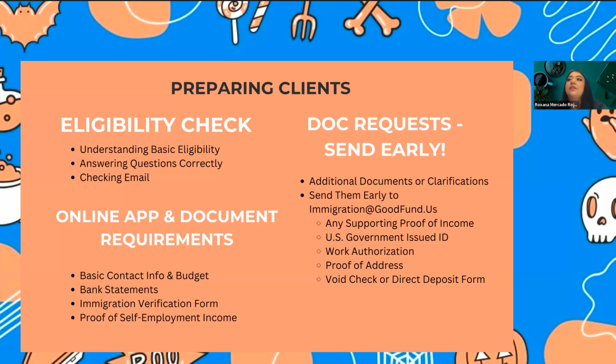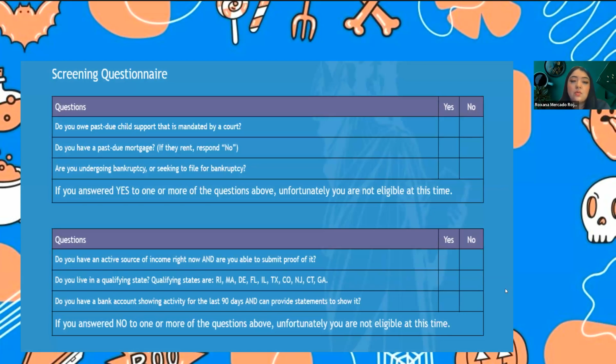Now, the first step, as you can see here, is our eligibility check. I'm just going to show you a quick snapshot of some of the questions we will ask for eligibility. We have some questions at the top. If they answer yes to one or more of those, then they will not be eligible. And for the questions at the bottom, if they answer no to one or more of those, then they will not be eligible. This is part of the checklist.